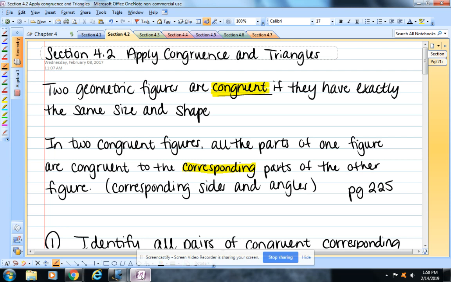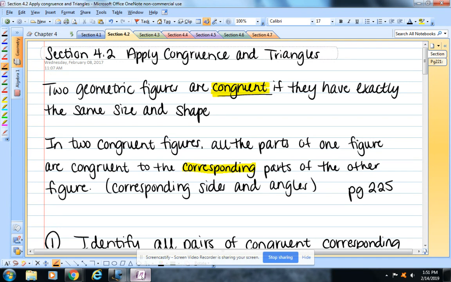In section 4.2, we're going to talk about congruence, and namely how it refers to polygons, and the focus of this chapter is on triangles. So after this section, we'll mostly be talking about congruence of triangles, but we will talk about congruence of other types of figures like quadrilaterals and all those things as well.